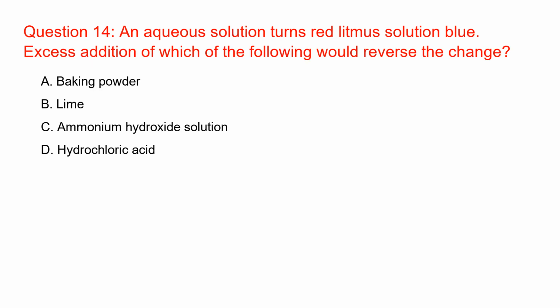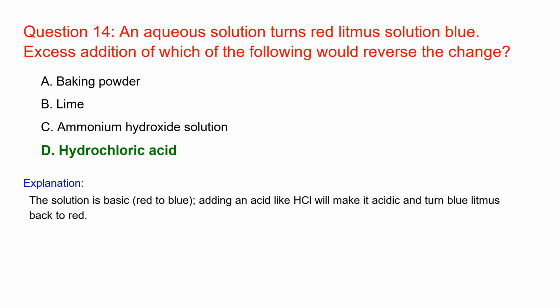An aqueous solution turns red litmus solution blue. Excess addition of which of the following would reverse the change? Hydrochloric acid. The solution is basic, red to blue. Adding an acid like HCl will make it acidic and turn blue litmus back to red.